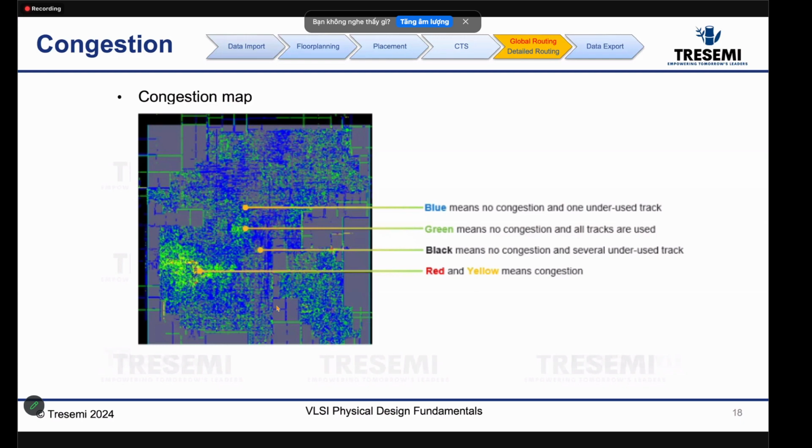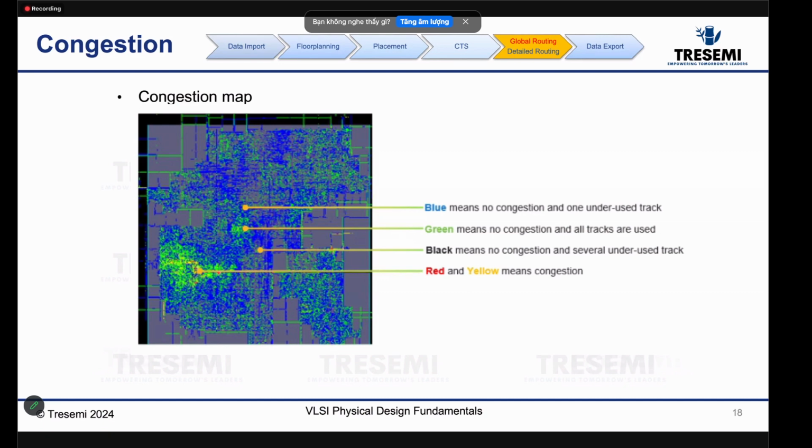So you want to look at the congestion map, right? To see where things are. You certainly don't want to see red. Red is just bad, right? You want to see mostly blue, a few green, a few black. The colors can be different, but essentially red and yellow or orange is just bad, right?